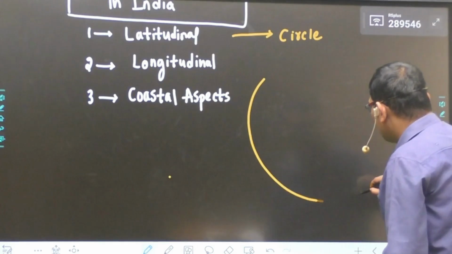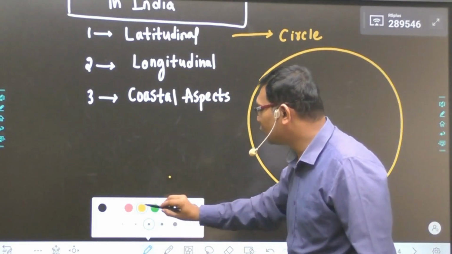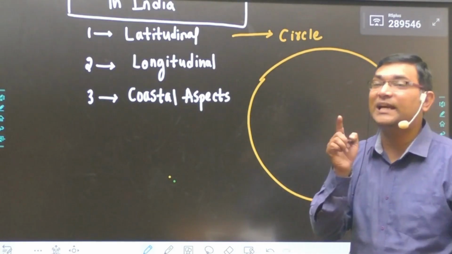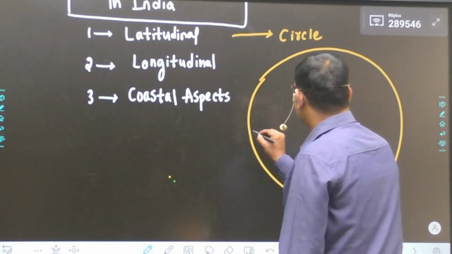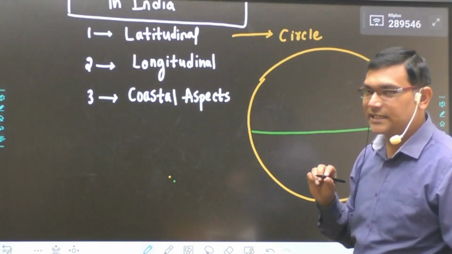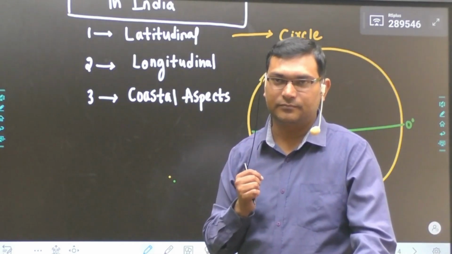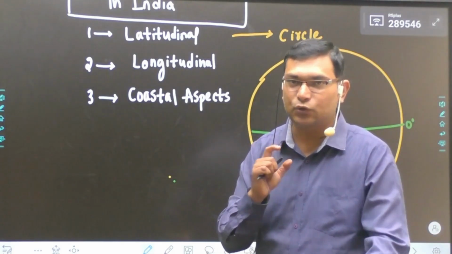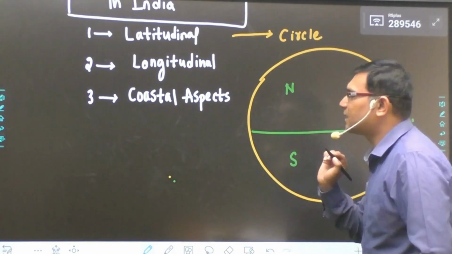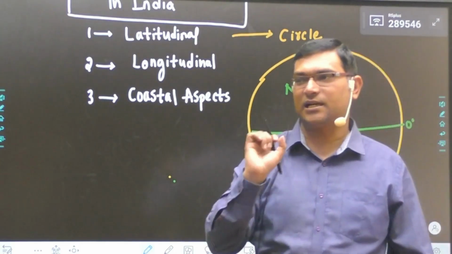Can I say that this is the 0 degree latitude, which is called the equator? Yes or no? The equator is dividing the earth into two halves. One is the northern hemisphere, the other is the southern hemisphere.